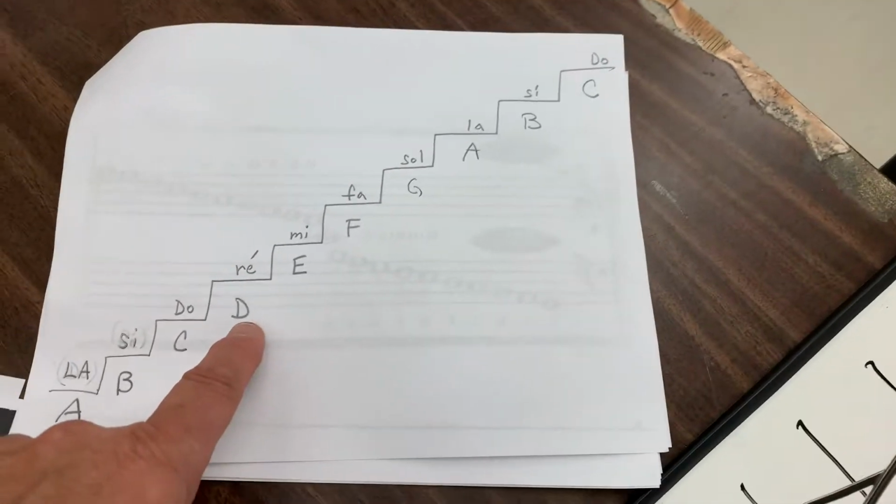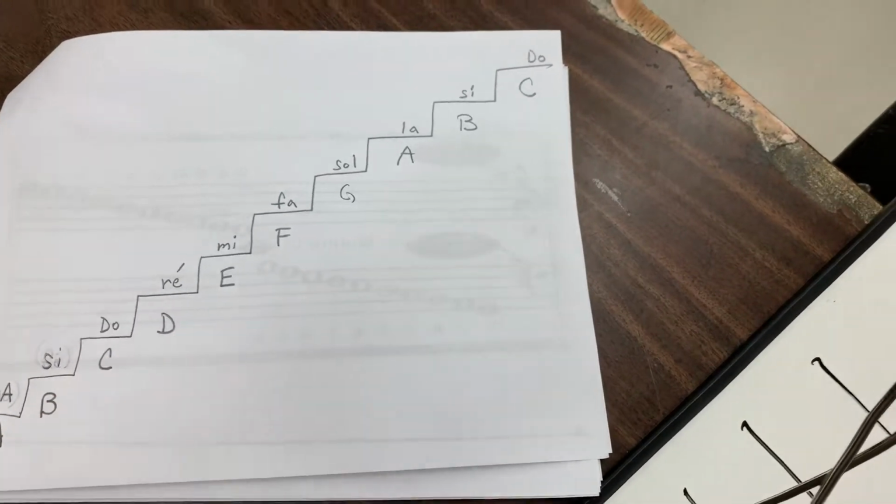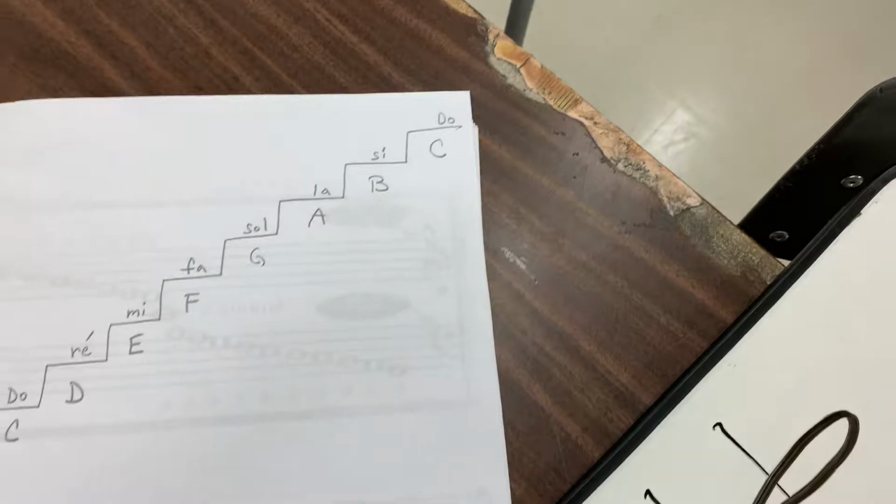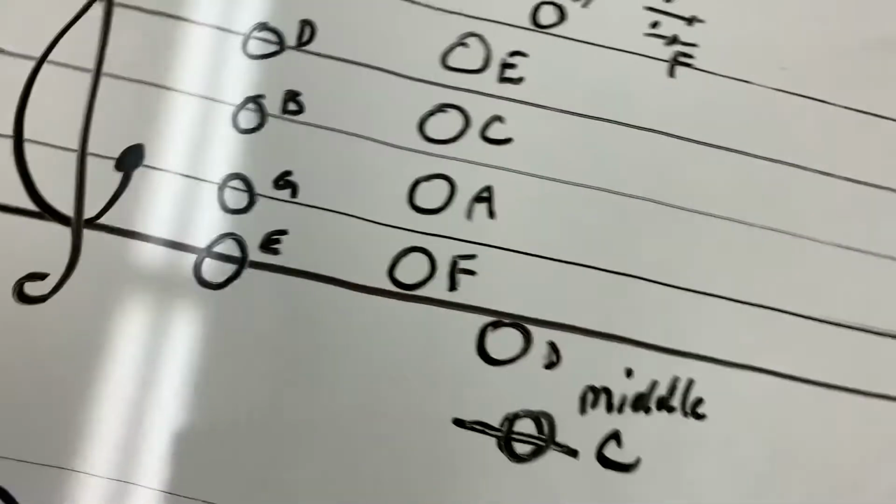A third above D is F, D, F, A, D, F, A. That's a D minor chord. The chords are built on thirds, okay?